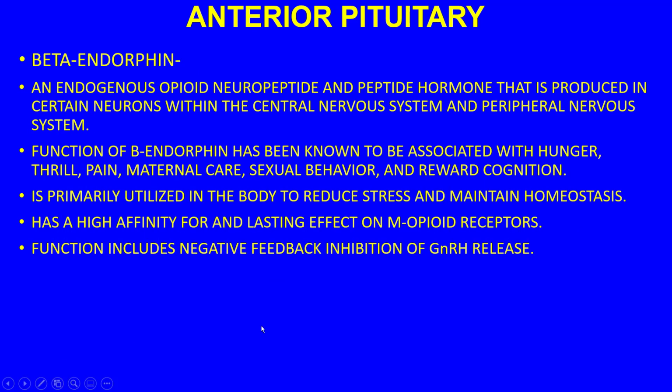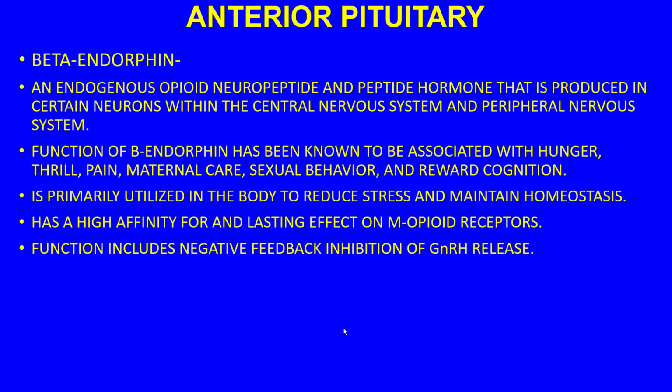Now we get to beta endorphin. This is an endogenous, meaning self-made by your body, opioid neuropeptide. It's a peptide hormone that's produced in certain neurons within the central nervous system, as well as the peripheral nervous system. What is its function? It's been known to be associated with hunger, thrill, pain, maternal care, sexual behavior, and reward cognition.